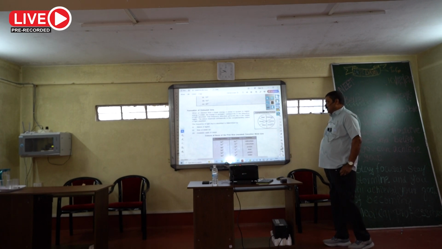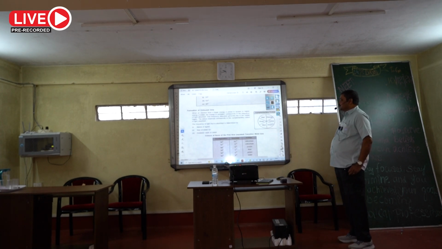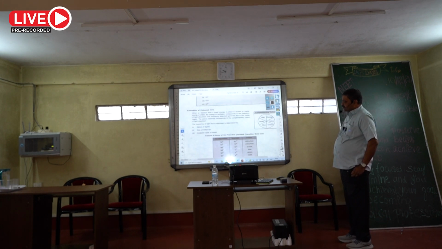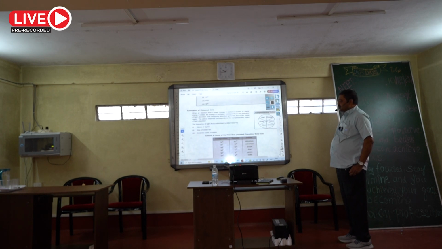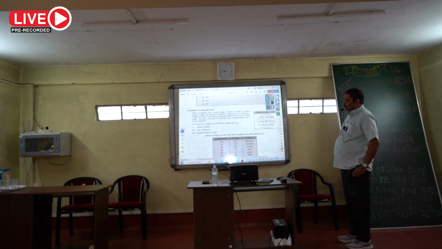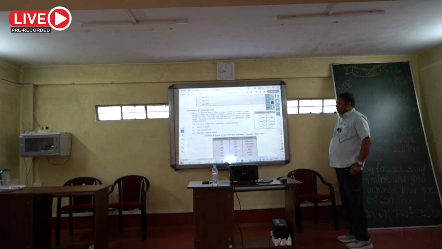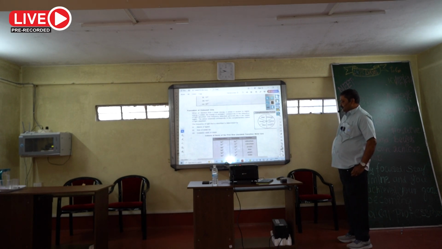And the frequency of light depends on number one, nature of the ligand. Number 2, size of the metal ion. Number 3, oxidation state of the metal.